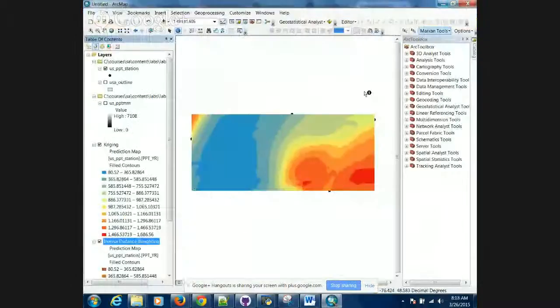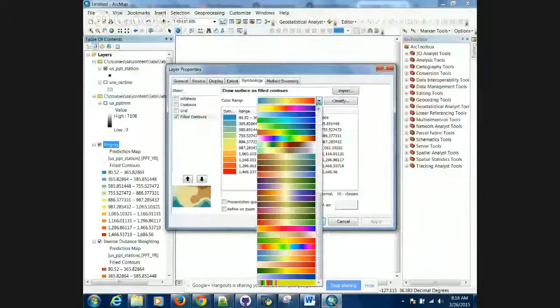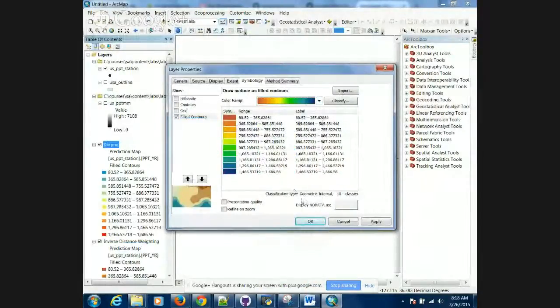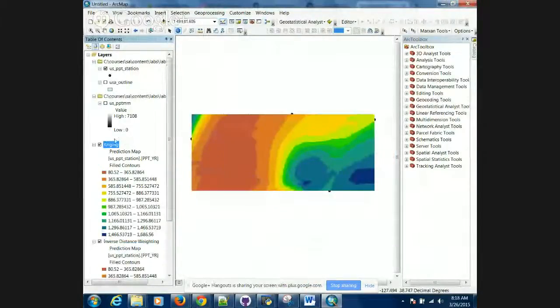Let's look at our result. I'm going to change this symbology to match the other one. Okay, so that's our kriging output, and this is our inverse distance weighting output. There are some fairly significant differences between those two data sets. So one of the questions asks, how could you explain the differences between these two?